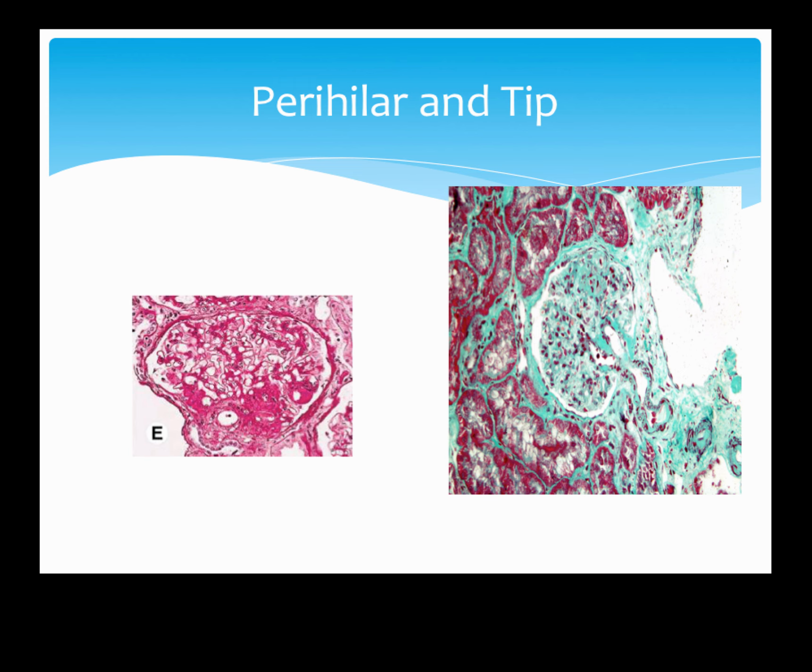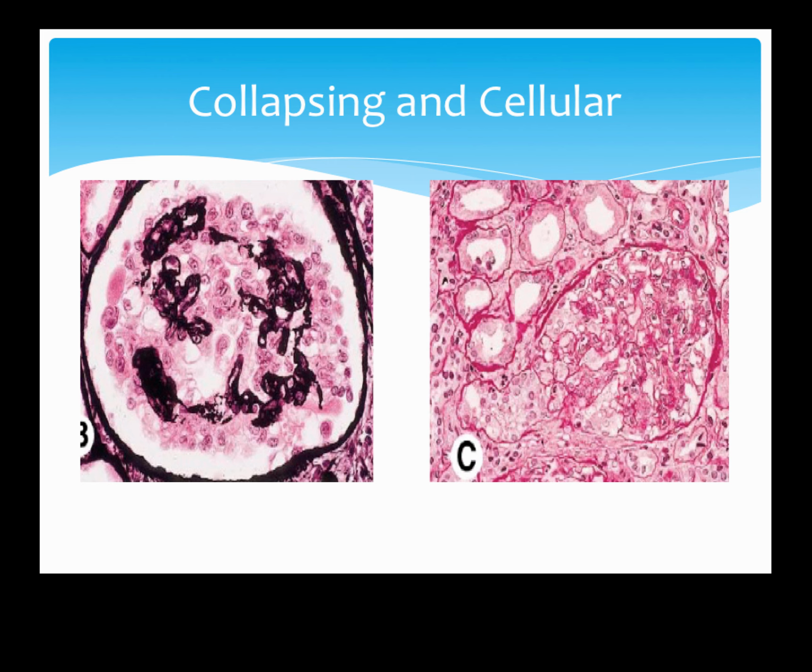The one on the left is the so-called collapsing type, where there is marked proliferation of the podocytes of the glomerular tuft. These are the visceral epithelial cells. The parietal epithelial cells are not proliferating at all. This is a type of focal segmental glomerulosclerosis associated with HIV infection. Some other viral infections also can produce collapsing glomerulosclerosis. This tends to have a very bad prognosis, and these patients go rapidly to end-stage renal disease.